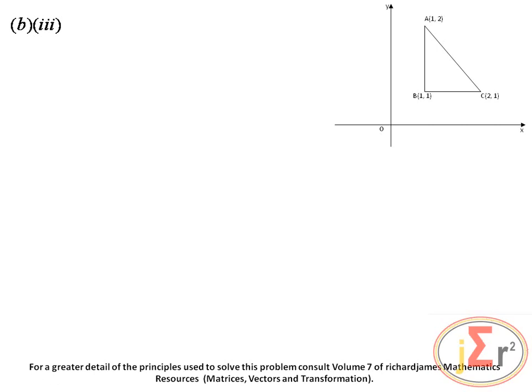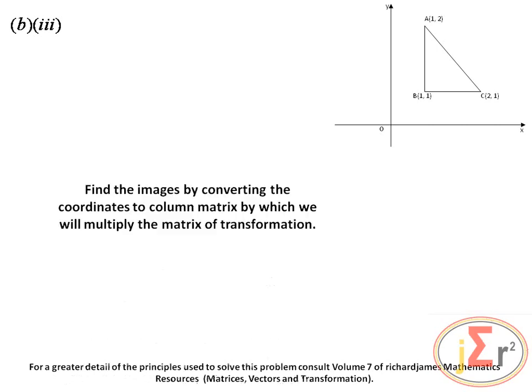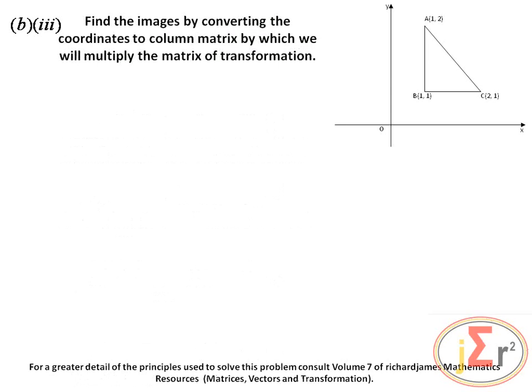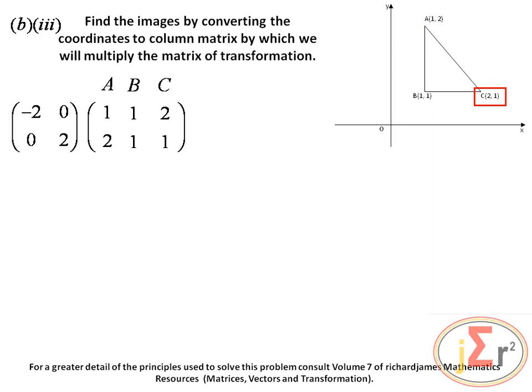So we need to determine the image of the coordinates of the triangle ABC, and we are going to use the matrix that we have just found to determine the image. So find the images by converting the coordinates to column matrices, by which we will multiply the matrix of transformation. So we have A right there, write it as a column of the matrix, and then B will be the other, and C the final column of the matrix.